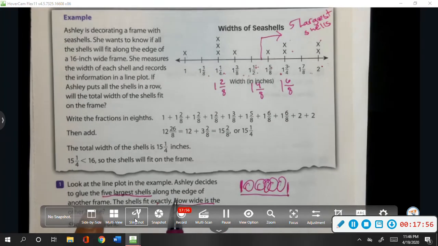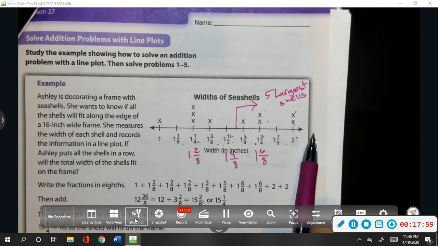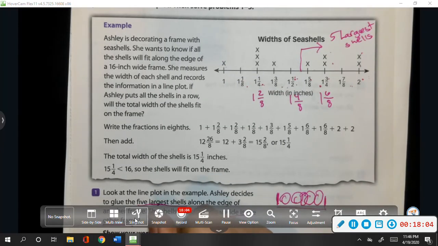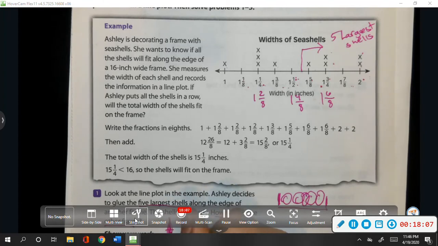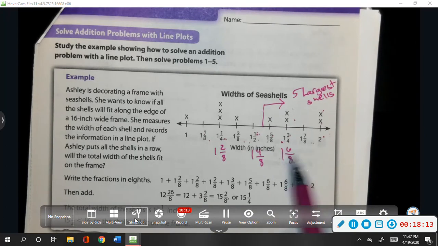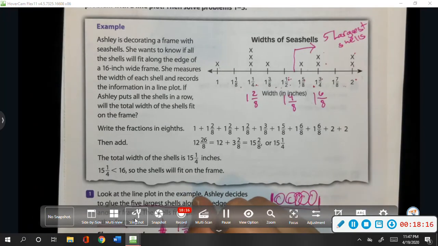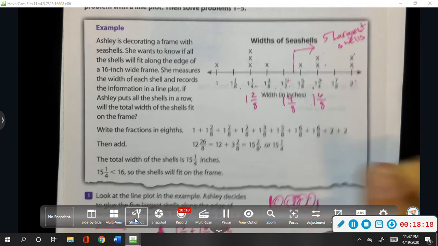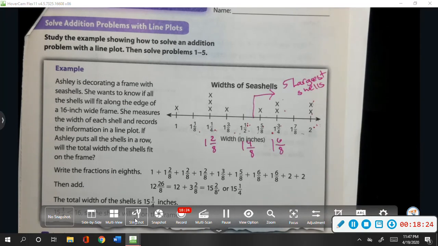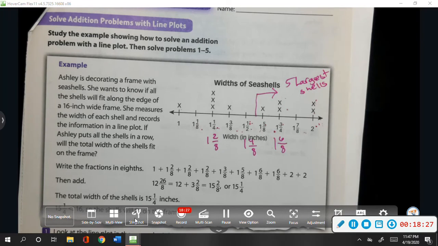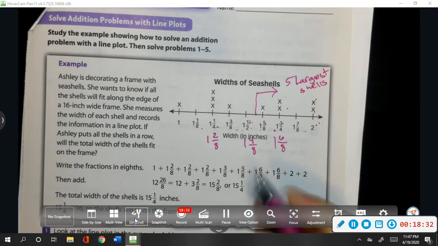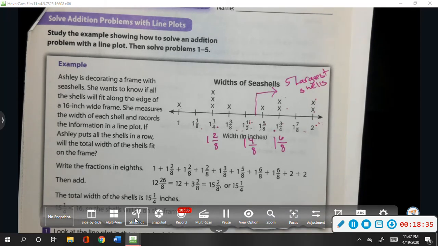She glued them all together, and so we need to add up all of these shells. So we have one shell at 1 5/8, plus we had 2 shells at 1 6/8. So 1 6/8 plus 1 6/8. And then we had 2 shells that were equal to 2. So the whole numbers would be 1, 2, 3, 4, 5, 6, 7. Adding up my whole numbers first. Now I'm going to add up my fractions.